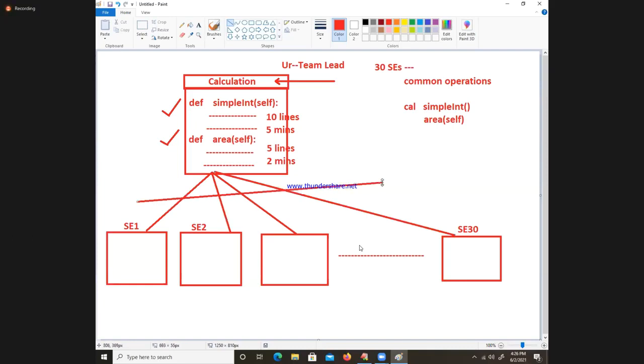Suppose the people don't know this type of reusability. 30 software engineers will define the simple interest 30 times, spending 5 minutes each. If they don't know the concept of reusability, 30 software engineers will write these 10 lines 30 times and spend 30 into 5 minutes. Area of the circle will be defined by 30 people, 5 lines, 30 people into 2 minutes. What are you losing? First tell me, quickly tell me.